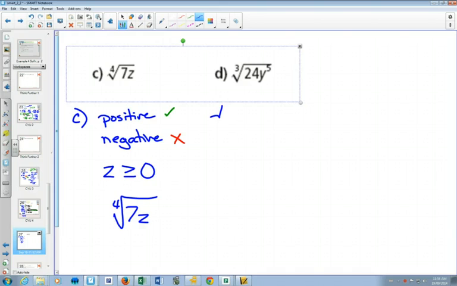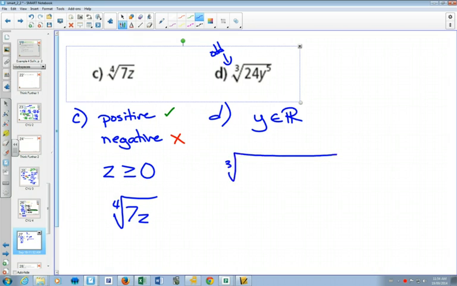Finally, we get an odd number. Finally. Yes. Because with the odd numbers you don't have to check positive and negative. The odd numbers are always defined, so we can write this right away. Then when you go to simplify it, you have to ask yourself, is there a power of 3 that divides 24?